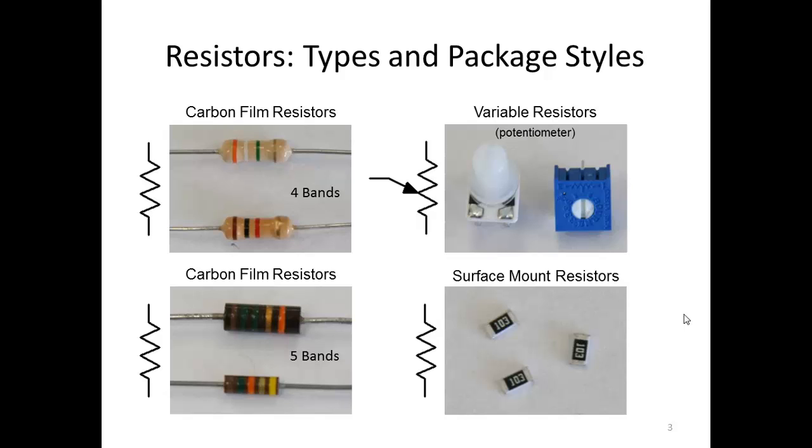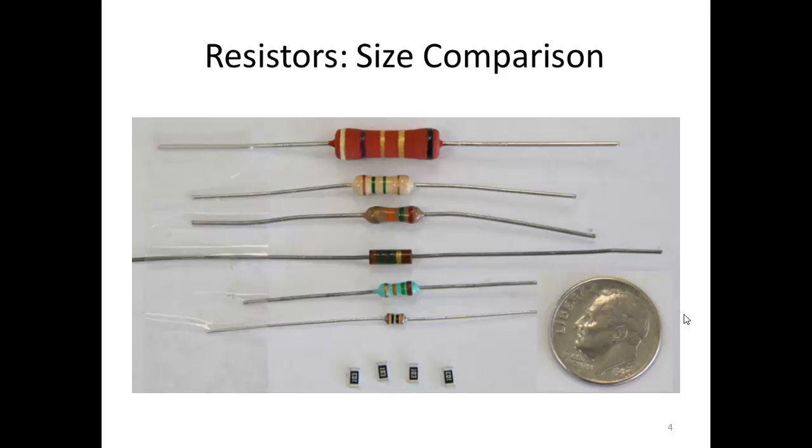These are some different types of resistors and their symbols. We have 4-band and 5-band carbon film resistors, surface mount resistors, which are tiny little packages, and then variable resistors, potentiometers. You'll see their symbol includes an arrow indicating that the resistance is variable. This will give you a size comparison to see the different sizes. You'll notice how small the surface mounts are in comparison to a dime.